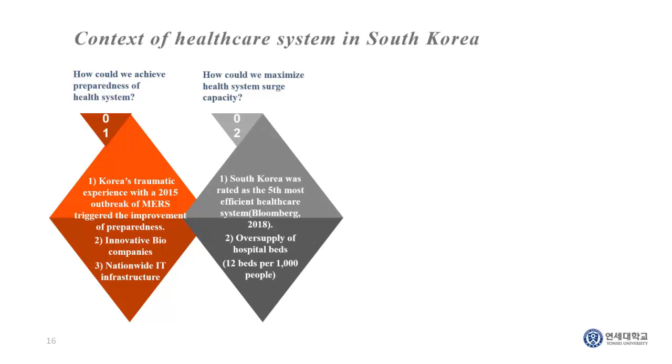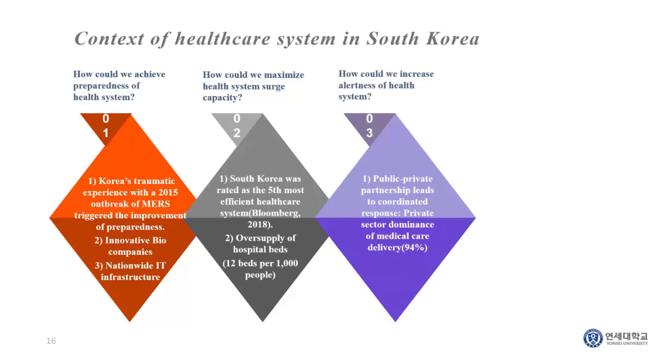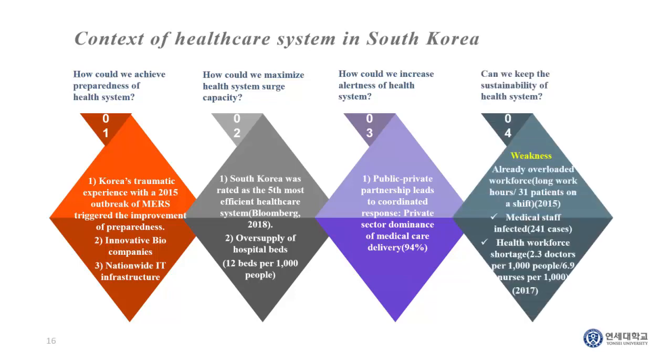South Korea was rated as the fifth most efficient healthcare system. We had a problem of oversupply of hospital beds. We also have developed a good public-private partnership since we adopted the national health insurance system. However, we have healthcare worker shortage problems. They are overloaded.